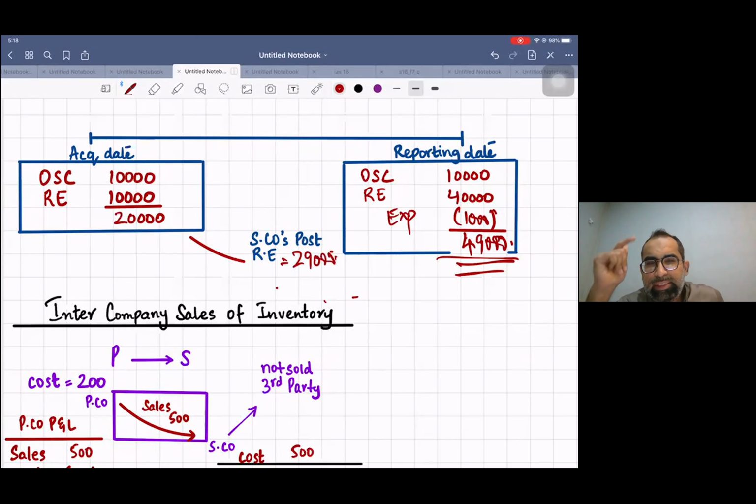See, the same effect is in S company's post retained earning. Yes or no? So from now onwards, open your eyes and ears. Whatever we need to adjust in S company's post profits or post retained earning, just adjust the same thing in the closing reporting date net asset packet. You will get the same result. Okay, don't forget it. You just saw it.